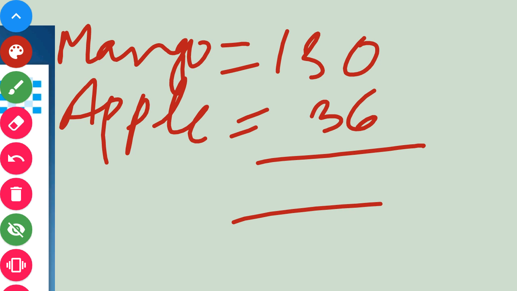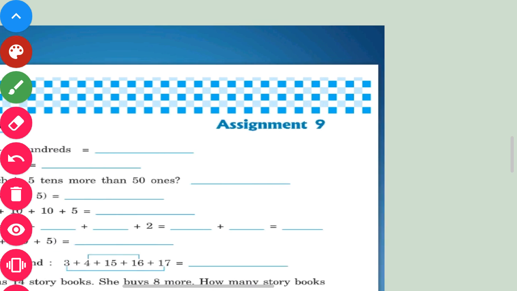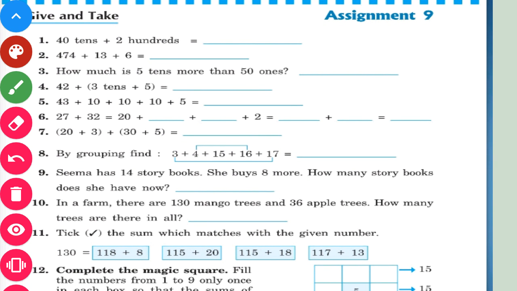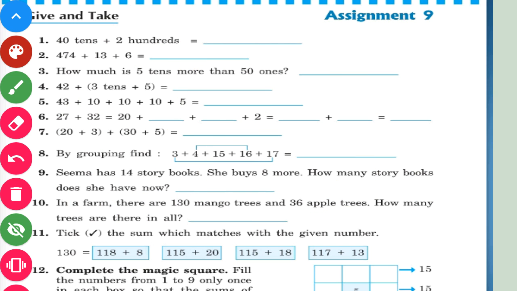36. Total trees. 0 plus 6, 6. 3 plus 3, 6. 1. 166. 166 total trees were there in the farm. So 166 total trees are there.